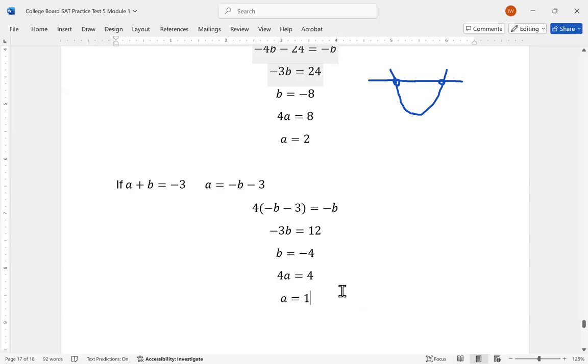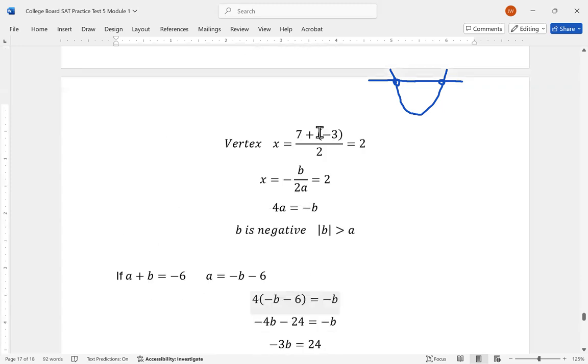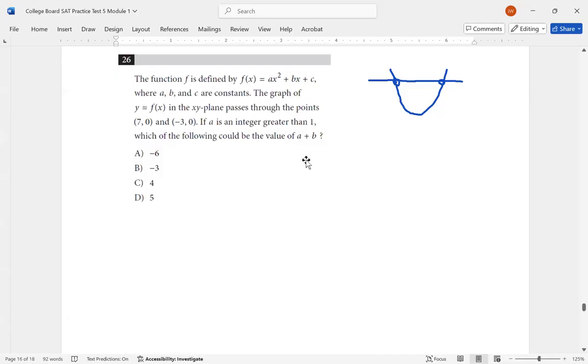Now you might think, well, that doesn't throw me off either. Like we could have a of 1 and b of negative 4, or we could have a of 2 and b of negative 8. And right now, both of those may seem reasonable, but what we said at the very beginning was that a is an integer value that is greater than 1. Greater than 1 does not mean equal to 1.